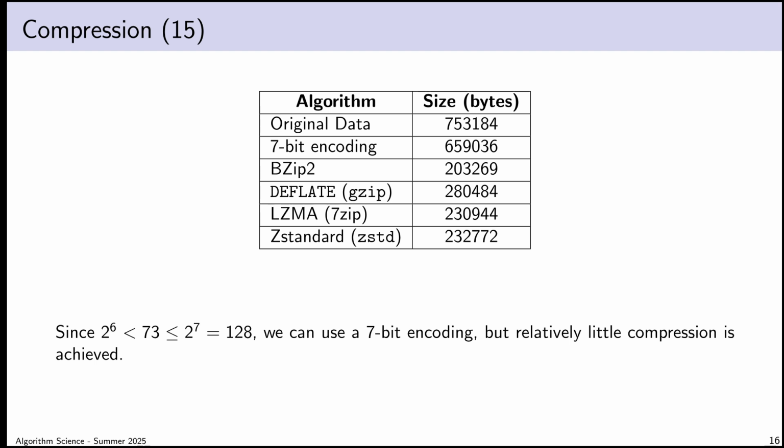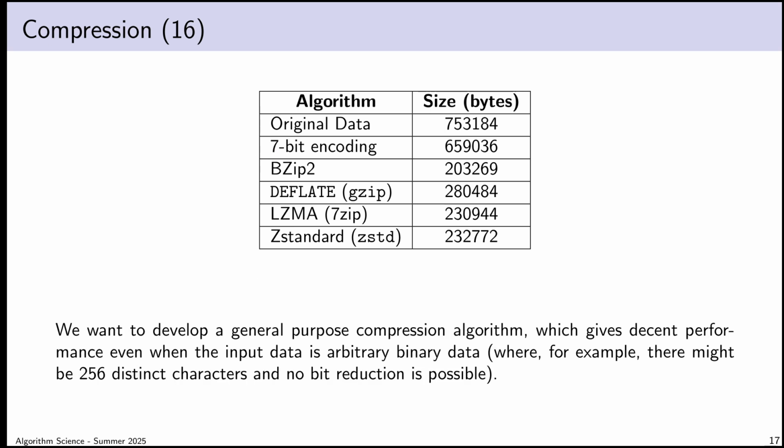Anyway, so I could use a basic 7-bit encoding if I can come up with one, but you can see the savings there isn't very good. I get it down to 650. The other more intelligent compression schemes are doing way better than me at this point.